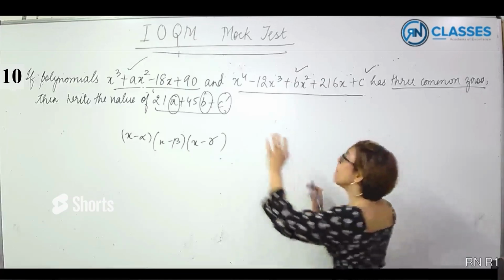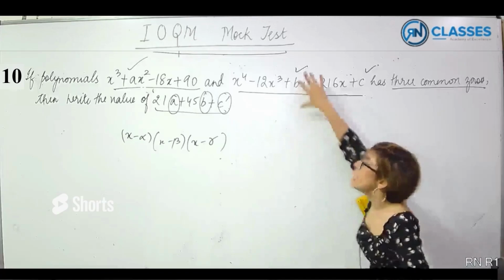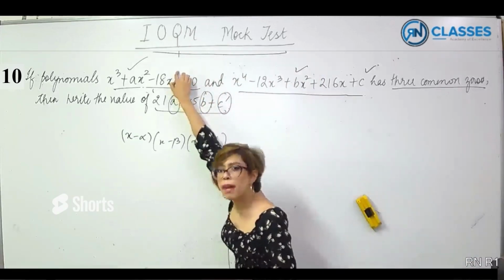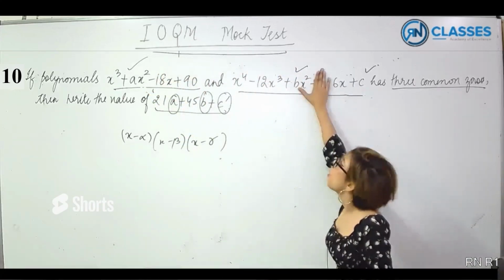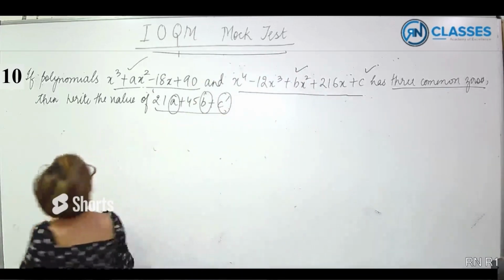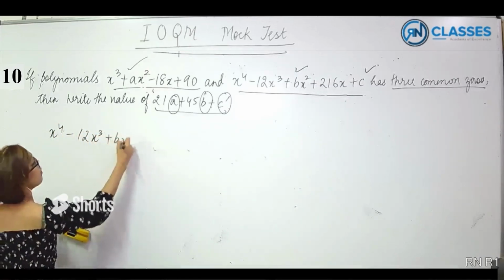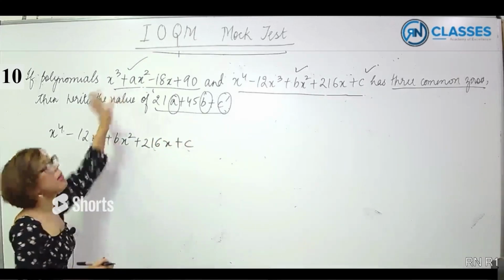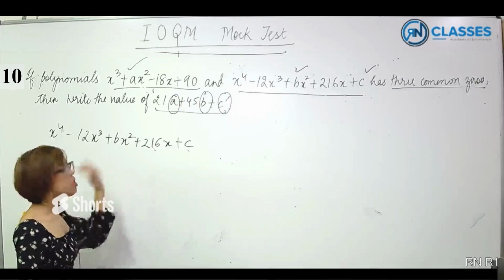Can you see what is happening between the 2 polynomials? We can clearly see that this polynomial will be exactly divisible by this one. Why? Because all of these factors are coming in the factorization of this. So this polynomial is divisible by this. So x raised to 4 minus 12x cubed plus bx squared plus 216x plus c is exactly divisible by this. So one way is I can obviously divide it properly, or I can just write it like this.